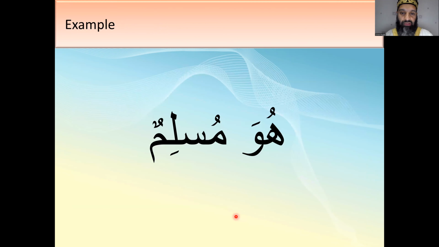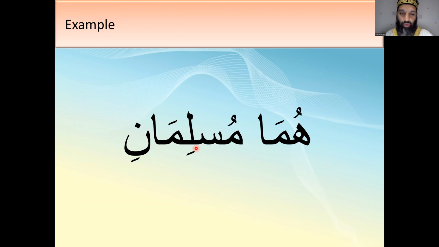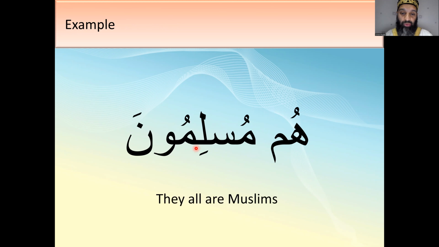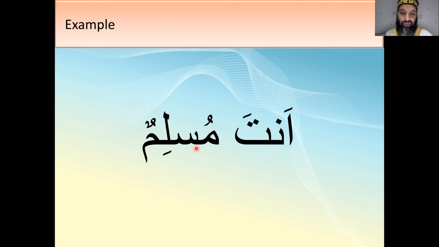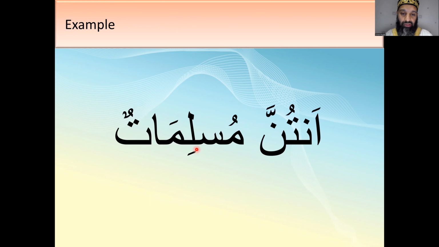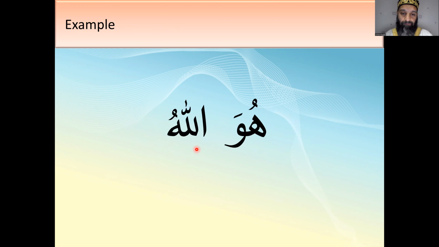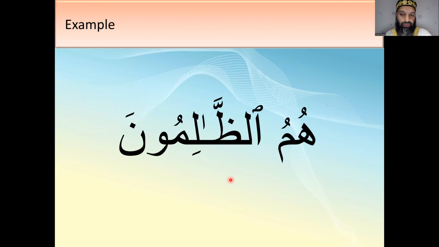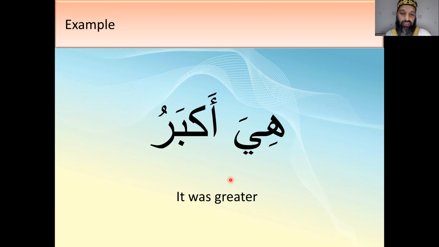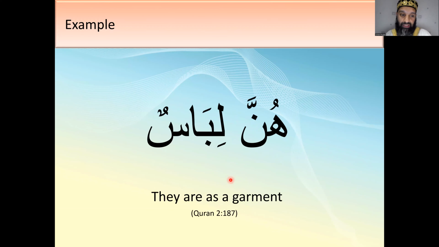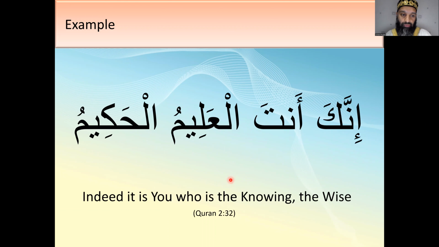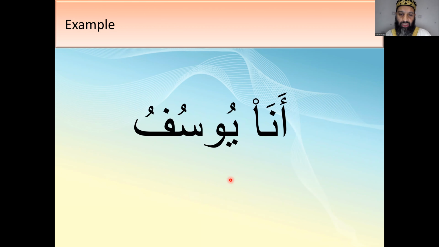So again, huwa, muslimun. So we went through these. Huma muslimani, hum muslimuna. We did these, and I just want to show you a few that are in the Quran as well. So actually that's in the Quran. I put a reference. Qul huwa Allah. Yeah, He is Allah. So we had this from the Quran. We had this from the Quran. Also this. So we've done these examples, so I'm not going to go over these again.